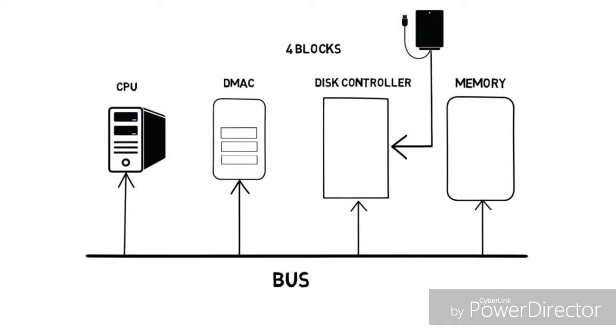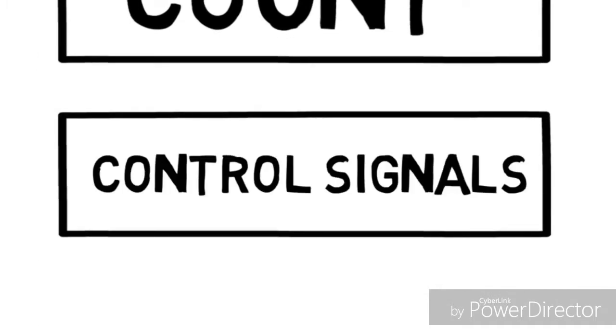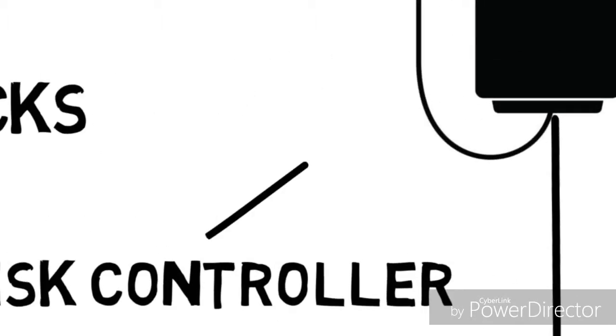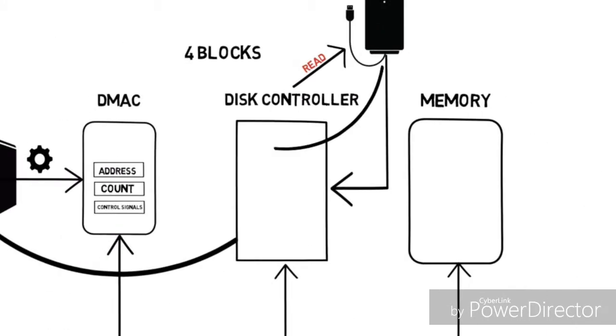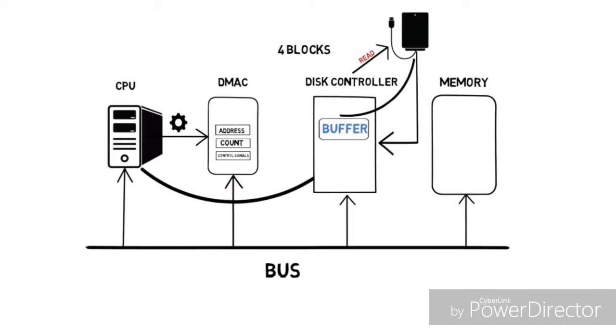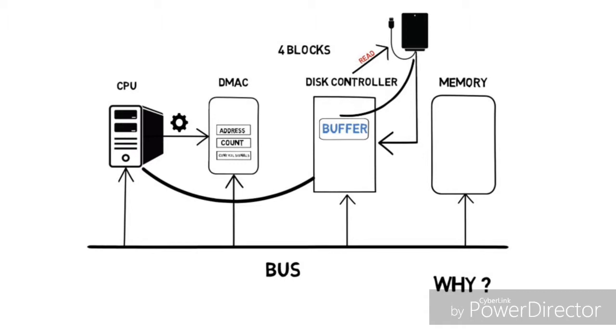So let's see how they perform the operation. First, the CPU programs the DMA controller with the address, count, and control signals. Then it contacts the disk controller to read the external drive and store the data inside the buffer. Here, as you can see, we are using a buffer. So, why is it necessary to store data in a buffer? Always remember, a buffer is just a temporary storage unit.